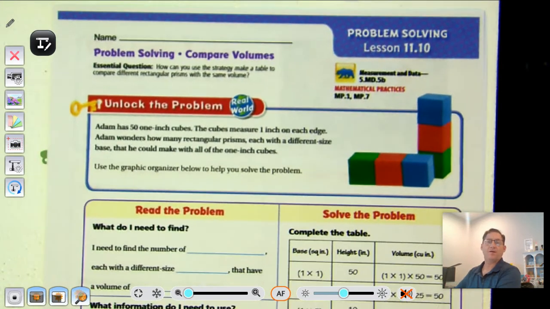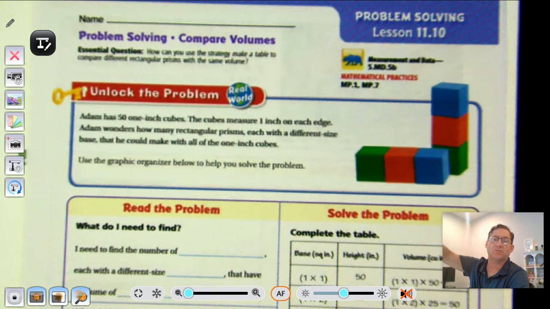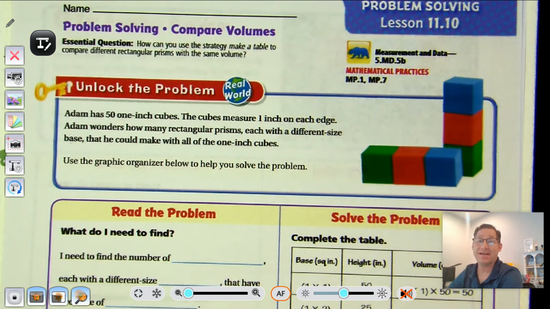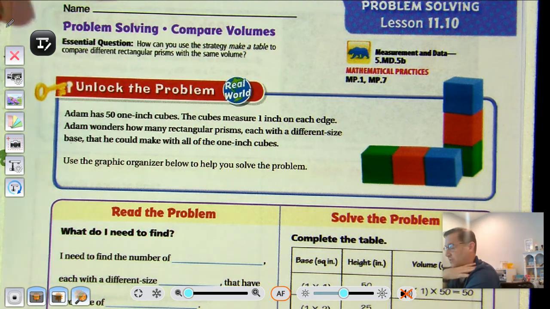Hello, everybody. All right, so in today's lesson, we're going to be talking about problem solving, compare volumes. We're on lesson 11.10 of the fifth grade Go Math textbook, and we're on page 503. And so, our essential question is how can you use this strategy, make a table to compare different rectangular prisms with the same volume? Okay, so unlock the problem.